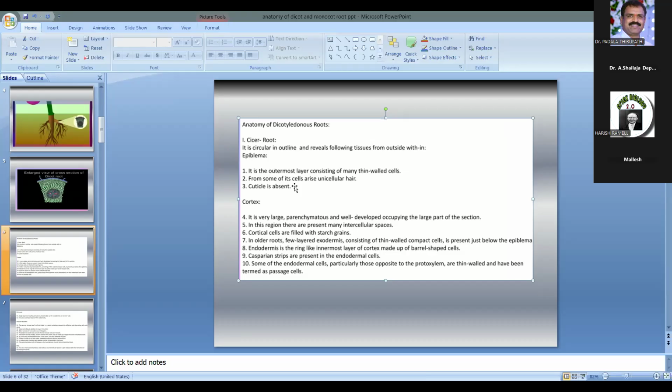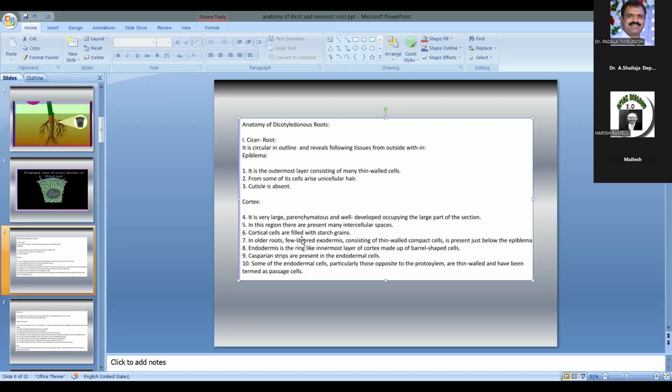Normally, the root hairs are confined to a region between 1 to several centimeters in length near the tip. This region is known as the root hair zone. These root hairs are usually short-lived and dry out on the mature portions of the root. The main functions of the epidermis are protection and absorption of water and solutes. This is about the epidermis. See here, this is the outermost layer. It has many thin-walled cells. Sometimes from its cells arise unicellular hairs. So cuticle is absent. Okay, that is about the epidermis.